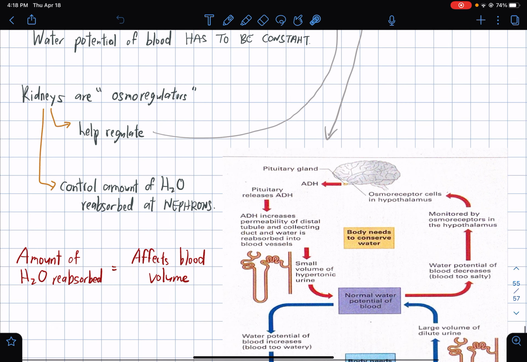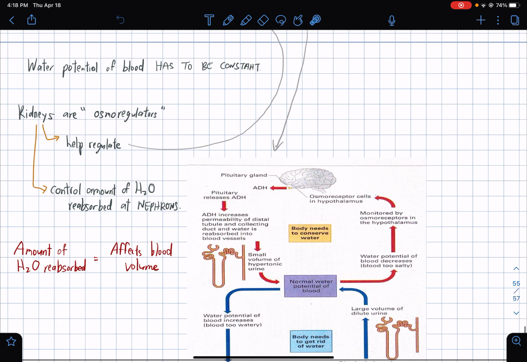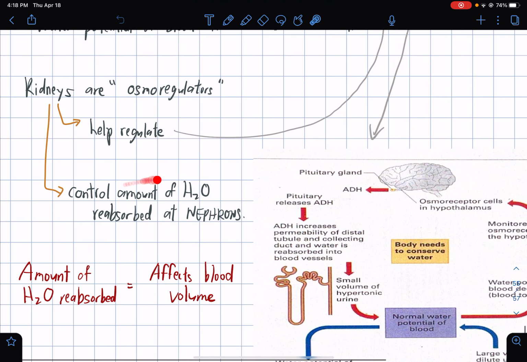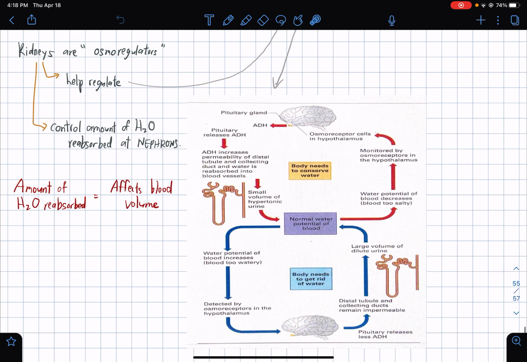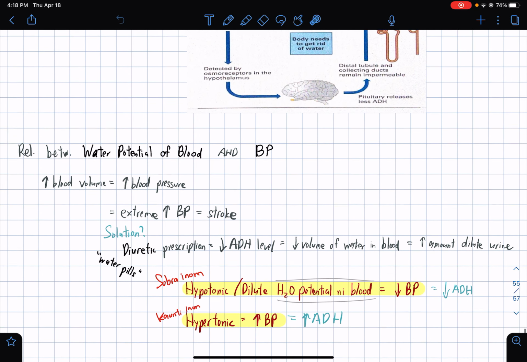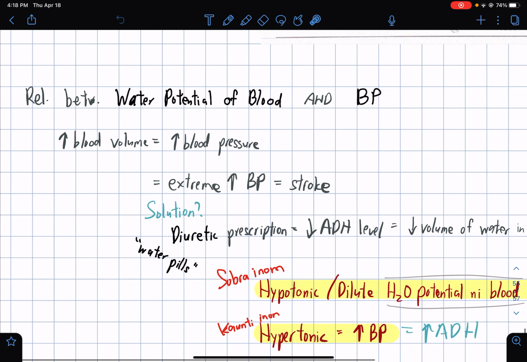So the kidneys have nephrons. They control the amount of water that is reabsorbed at the nephrons. So the nephrons are inside the kidneys. The amount of water that is reabsorbed can influence the blood volume. So what is the relationship between the water potential of blood and blood pressure? The higher the blood volume, then the higher the blood pressure.